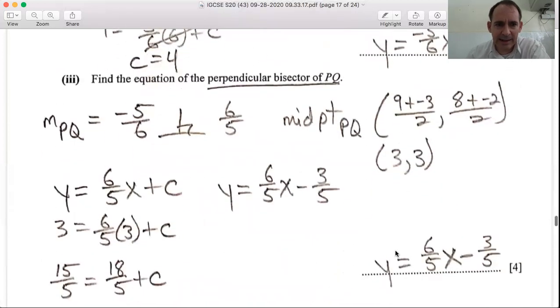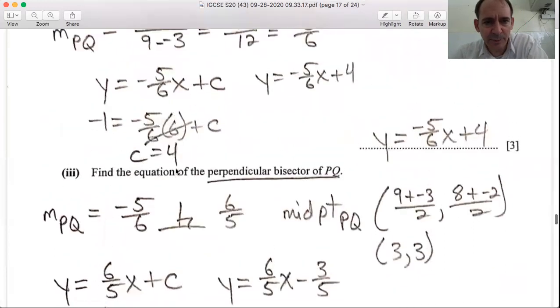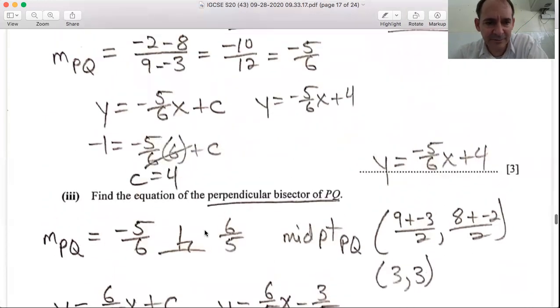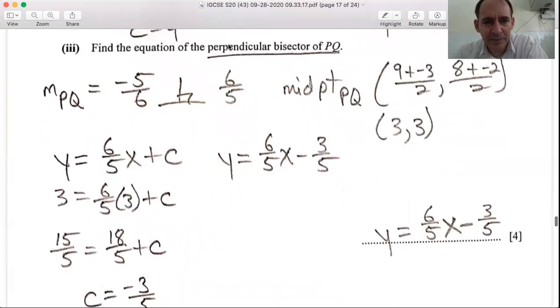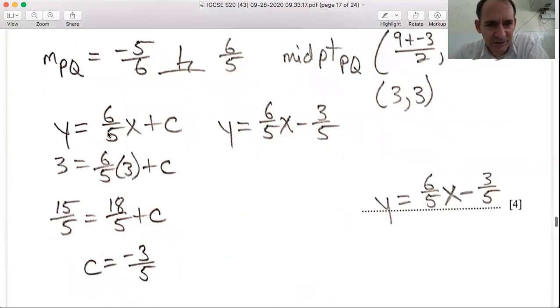For part III, find the equation of the perpendicular bisector of PQ. So first, we already found the slope of PQ up here. It was -5/6. Now we want the perpendicular bisector. So perpendicular means take the negative reciprocal. So change the sign and flip it over. So now we want y equals 6/5 x plus c.